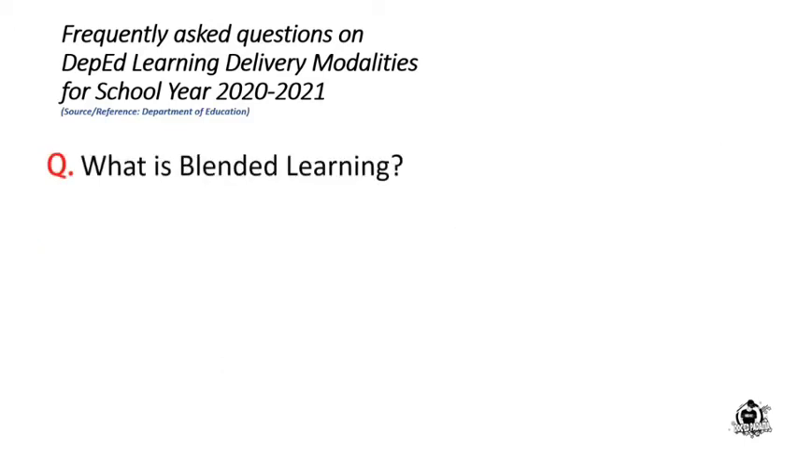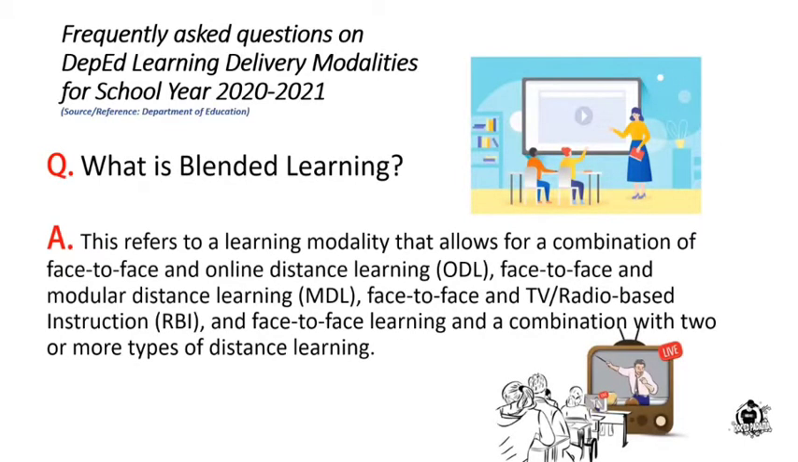What is blended learning? Blended learning refers to a learning modality that allows for a combination of face-to-face and online distance learning, face-to-face and modular distance learning, face-to-face and radio TV-based instruction or RBI, or face-to-face learning and a combination of two or more types of distance learning. The outline of blended learning is to combine conventional strategies with the use of technology.